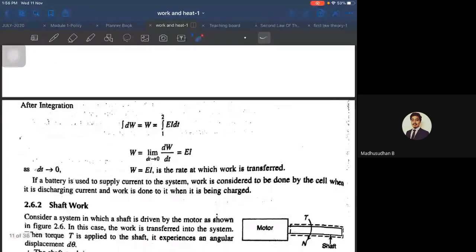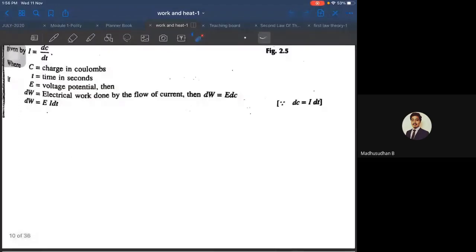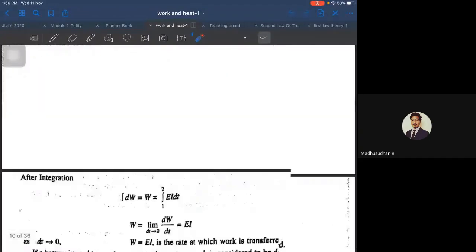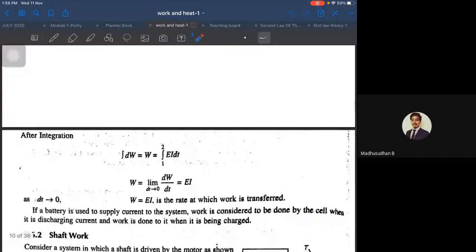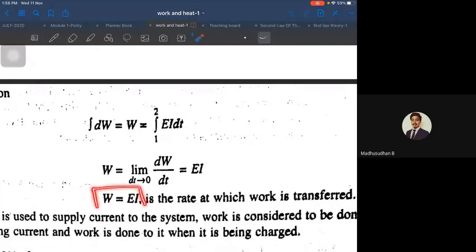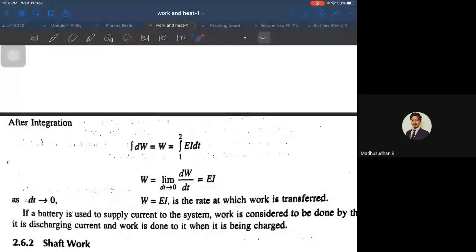If you want to calculate the electrical work, you have to integrate it. At the end, the electrical work can be calculated as E into I, which is the rate at which the work is getting transferred. So just remember this expression, that is more than enough.